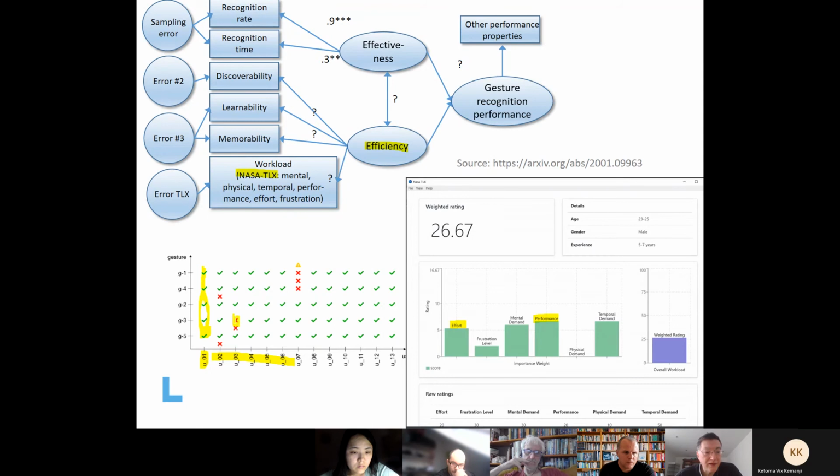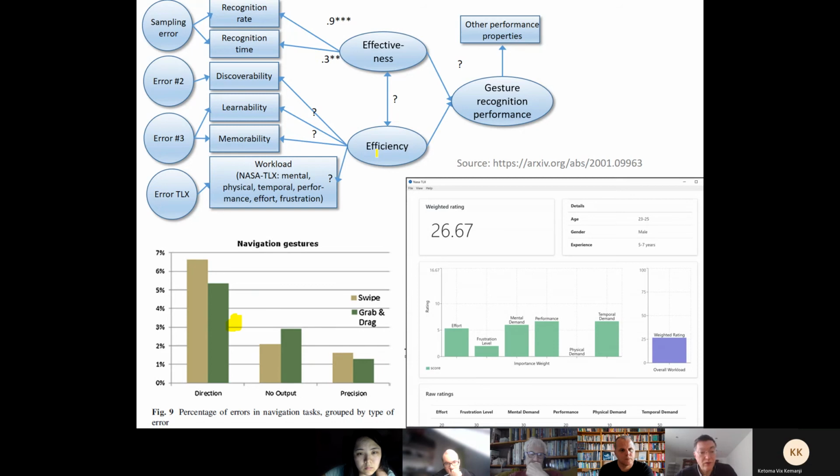So when there are 2 crosses like this, it is a double error. It means that the user not only did not produce the right gesture, or not as intended, and it has not been recognized. This one, for instance, was correct as an intention. Probably the participant said, okay, I want to draw a circle. So he did actually produce a circle, but the circle was not recognized. So this is not the same as this one, where probably the intended gesture was not correct, and it was not correctly recognized. So this is a very simple and straightforward way to represent that in order to estimate the efficiency.